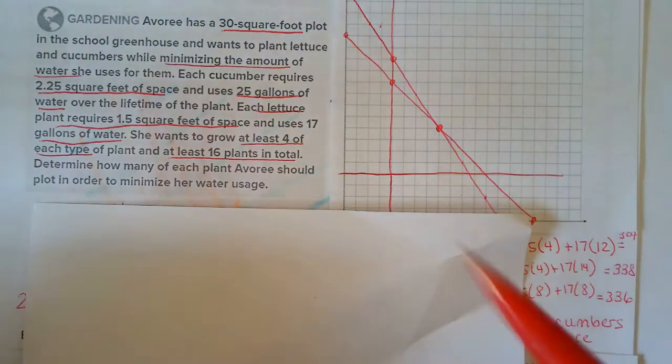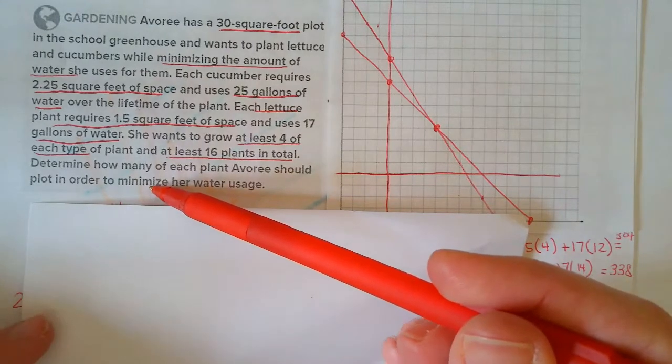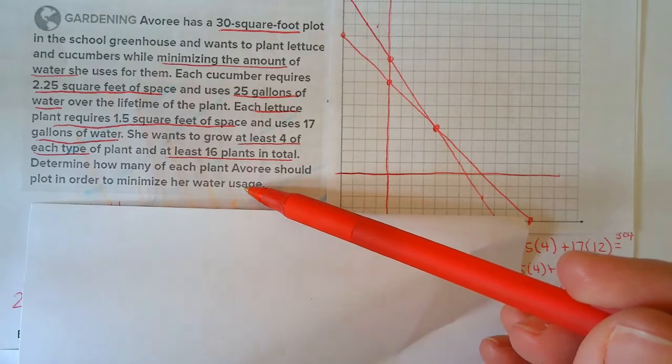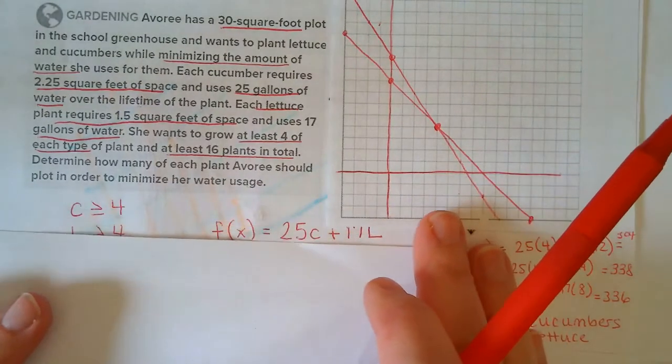First thing I do is I find what we're trying to minimize or maximize. So I am going to minimize my water usage. All of those numbers that required water are going to be pulled for my function. So I went ahead and wrote my function.